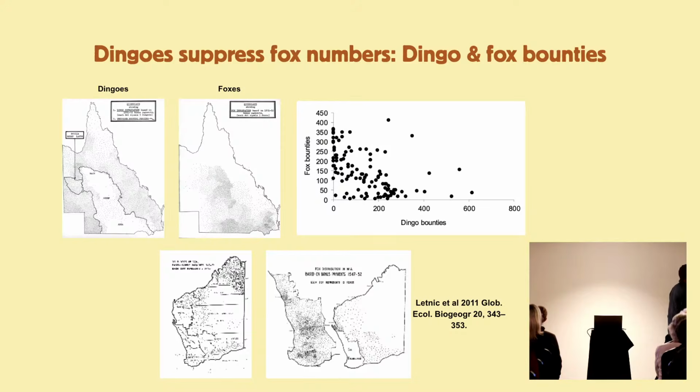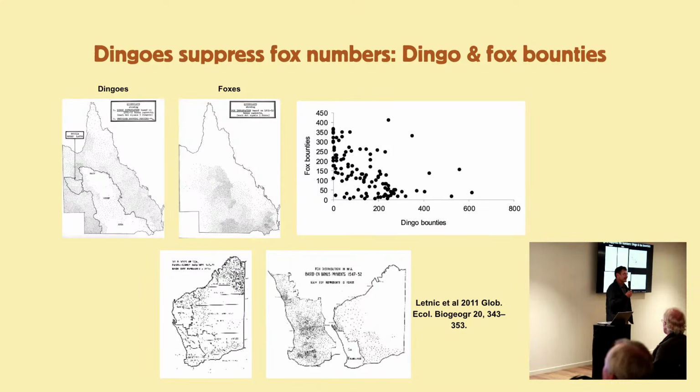And I got an assistant to grid everything up. You don't have to do this anymore; there's software that does it. She counted how many dots there were in each part of the grid, and we graphed them, and we showed that there was an inverse relationship. And then we did the same for similar maps that were published around the same time in Western Australia, and found, again, a very similar relationship. So if you get rid of the dingoes, you get more foxes.